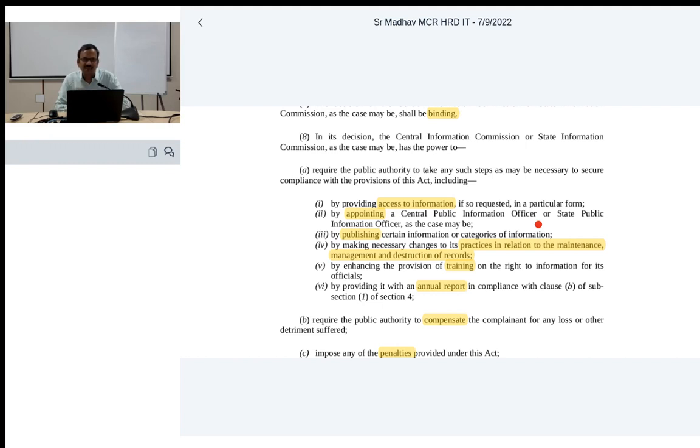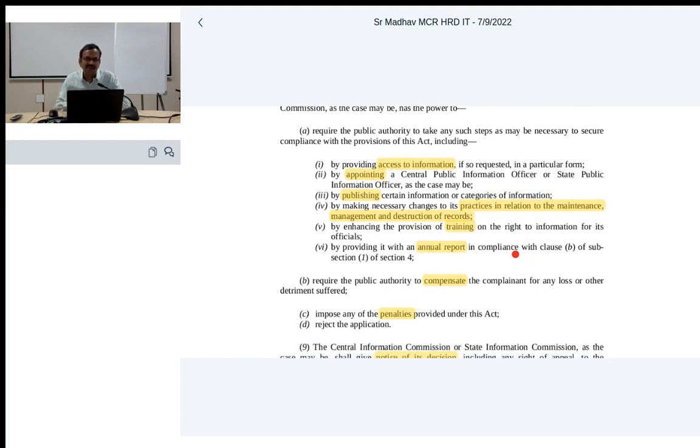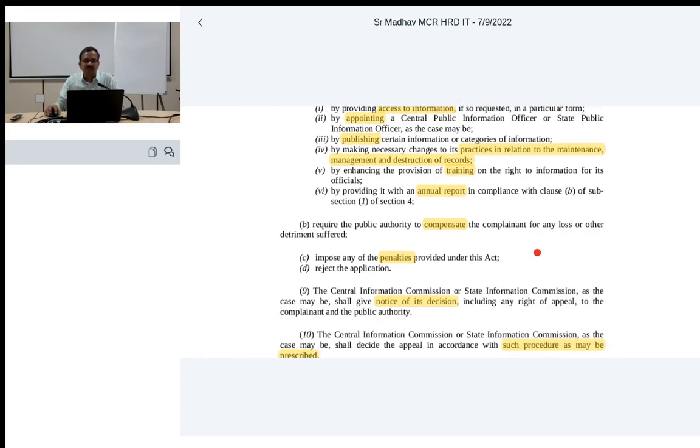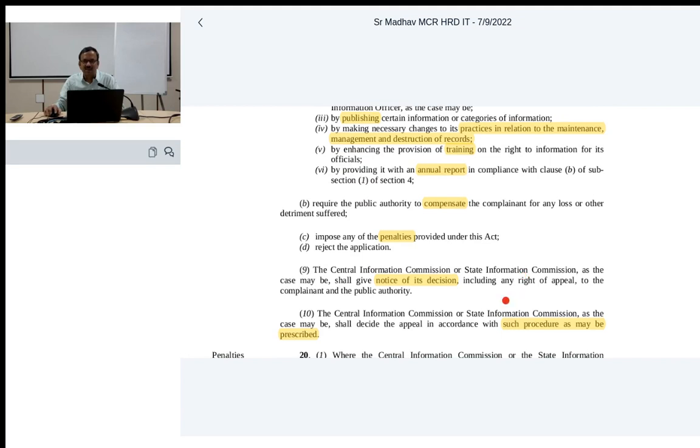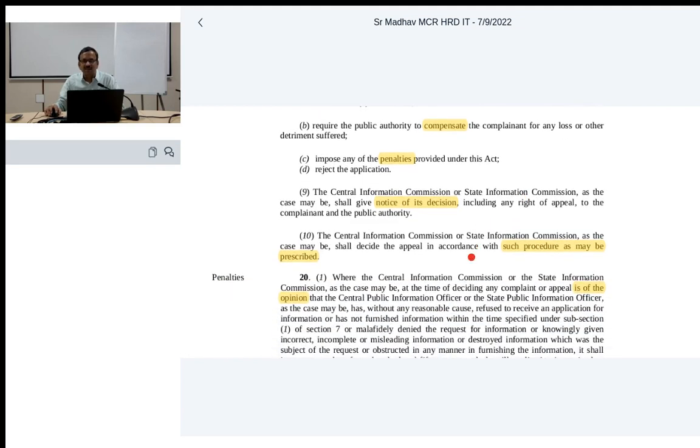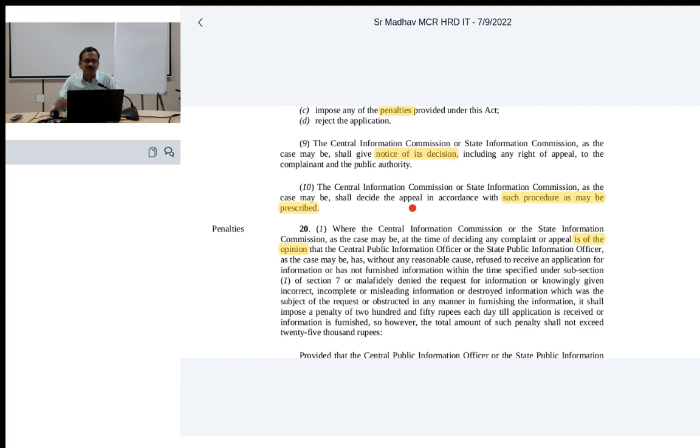Finally, section 19.8(b) is another great power enjoyed by the information commission: they can award compensation in case the applicant, complainant or appellant says that they suffered a loss or any detriment because of denial of information, and they can impose penalties under section 20. Anyway, section 20 deals with the various kinds of penalties.